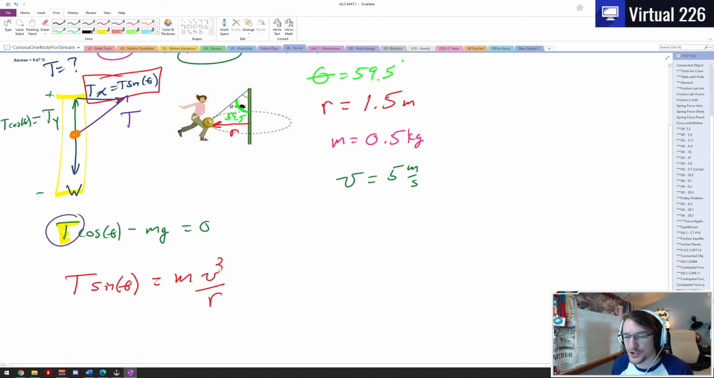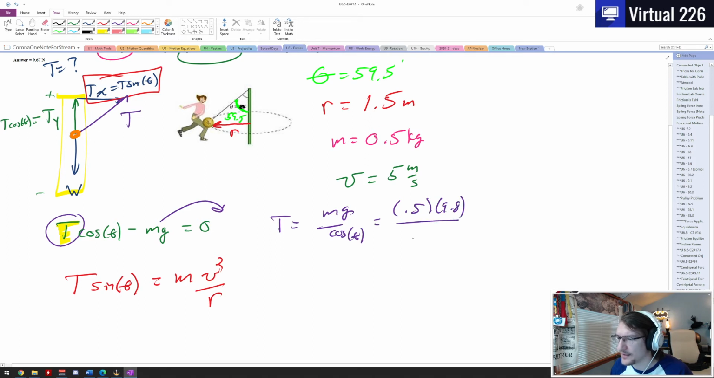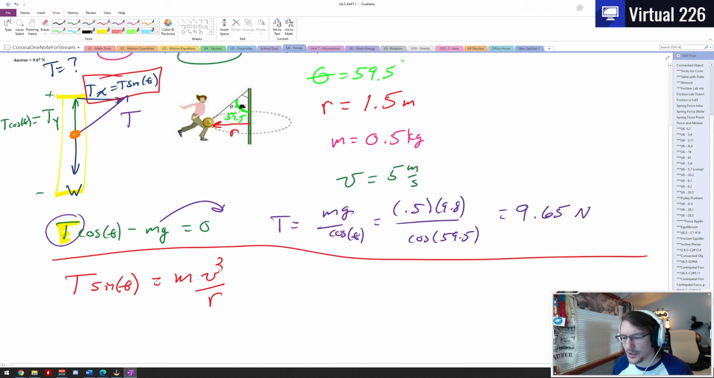If we solve this for tension above, we'll add mg over and then divide by cosine. We see that tension equals mg over the cosine of theta, which equals 0.5 times 9.8 divided by the cosine of 59.5. Let's see what we get here. So half of 9.8 is 4.9. Divide by the cosine of 59.5. We get a tension of 9.65 newtons.